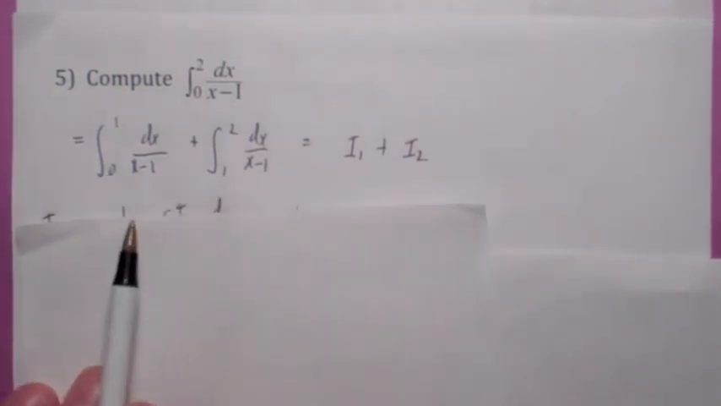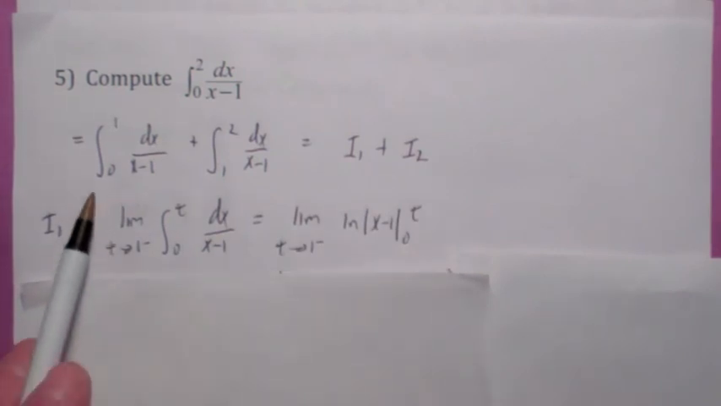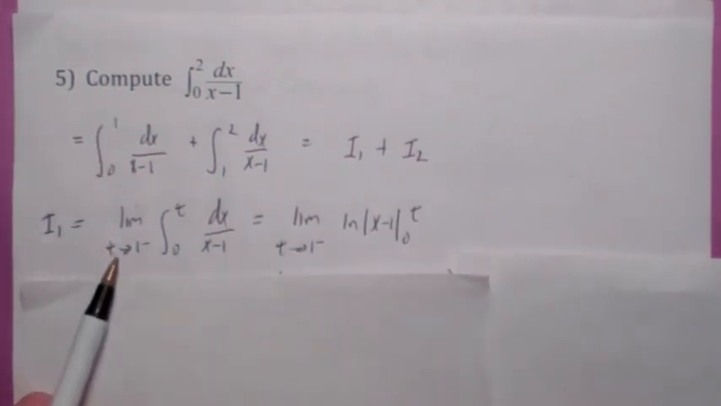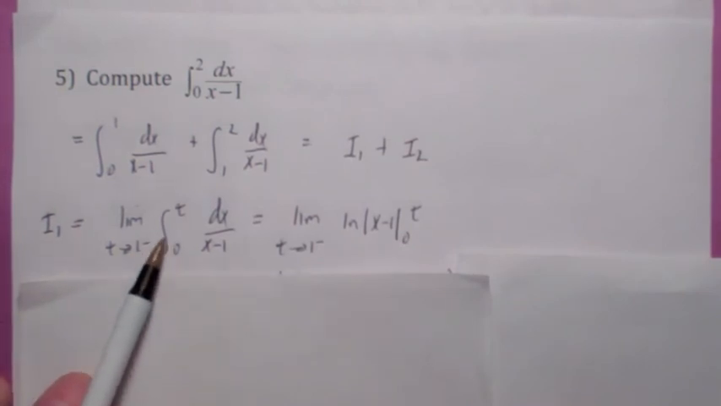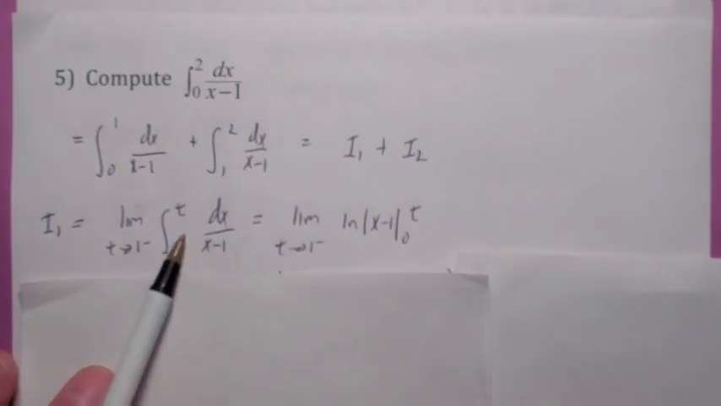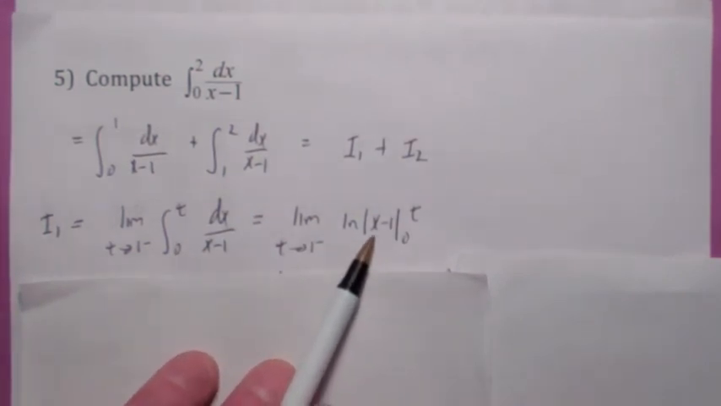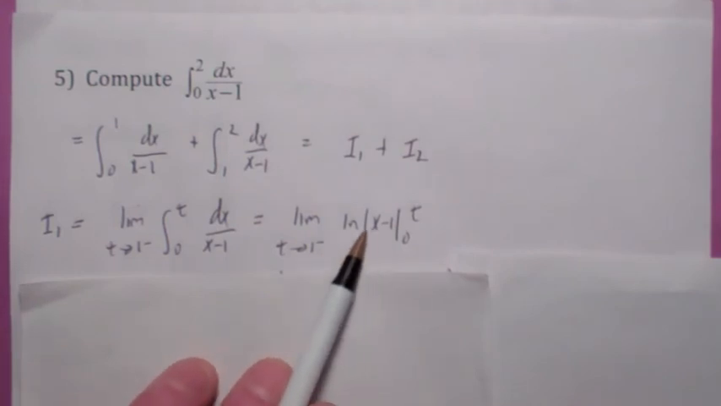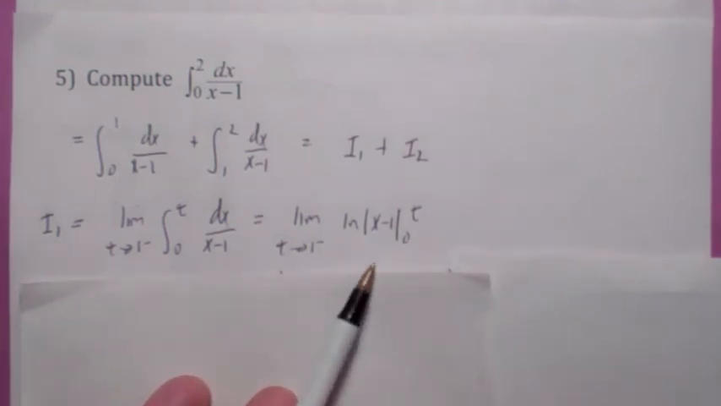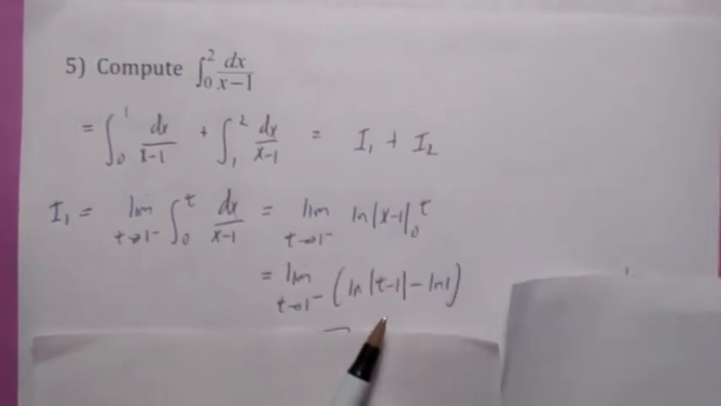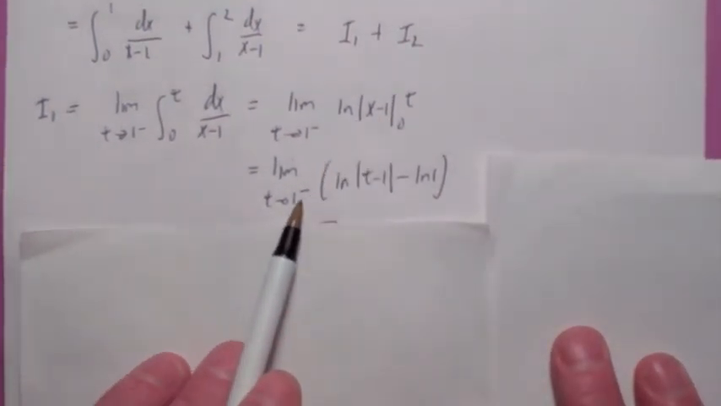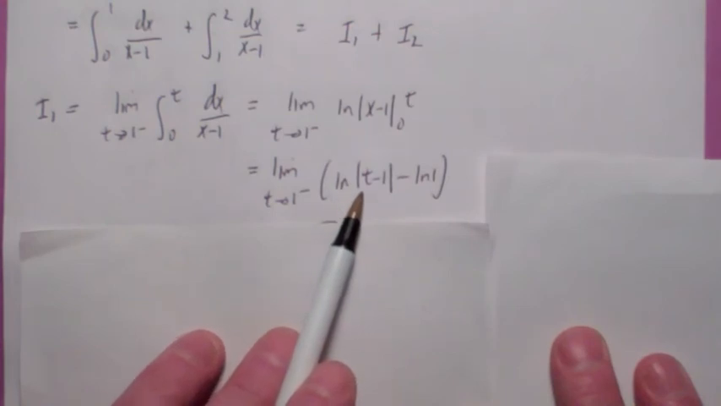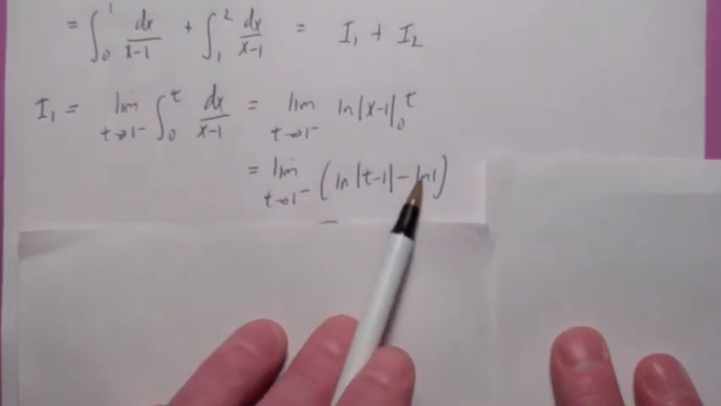I'm going to look at I1. I1 is not continuous at the upper limit, so we're going to write this as the limit as t goes to 1 from below of the integral from 0 to t of dx over x minus 1. So the integral is easy to compute. It's just natural log absolute value x minus 1. The limit as t goes to 1 from below of ln of the absolute value of x minus 1 from 0 to t. And when you plug in the limits of integration, you get the limit as t goes to 1 from below of ln of the absolute value of t minus 1 minus ln of 1, which is just 0, right?